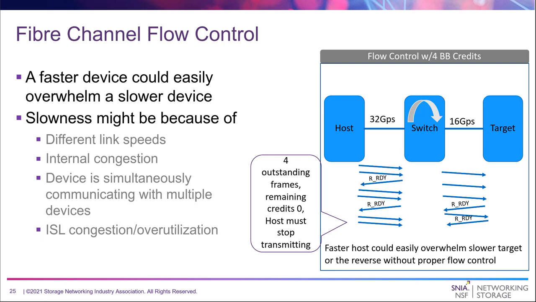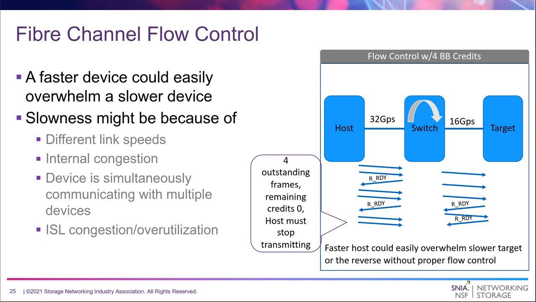if the host sends two frames, gets an R_RDY back, sends two more frames and gets an R_RDY back, and then it has two more credits to send. And at that point in time, once it sends these last two frames, it's going to have to wait for an R_RDY. And it's basically waiting for the switch to be able to transmit frames over to the target because the target's running at half speed. So this mechanism is going to equalize the traffic that the host sends to the traffic that the switch can transmit to the target. So the slowness, it might be because of different link speeds, like in this example.